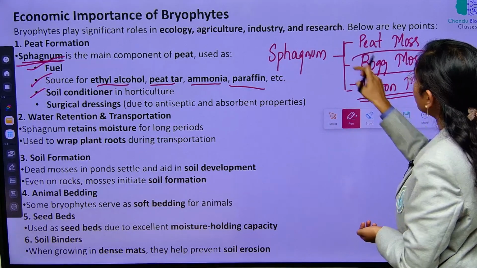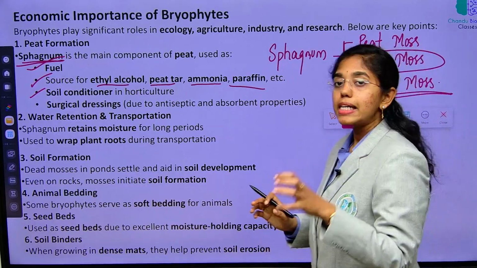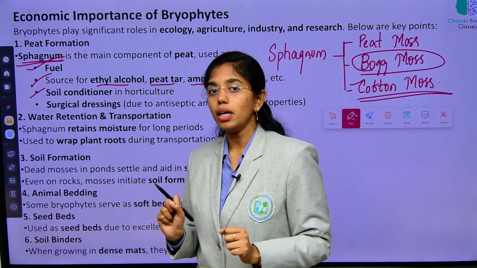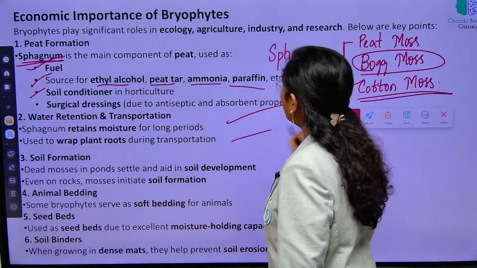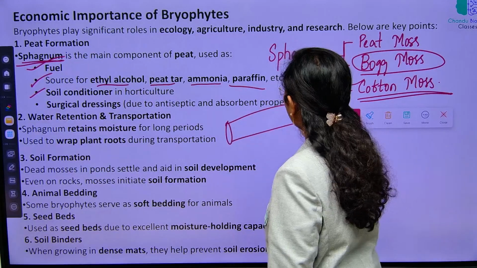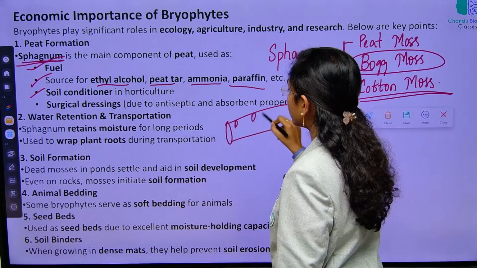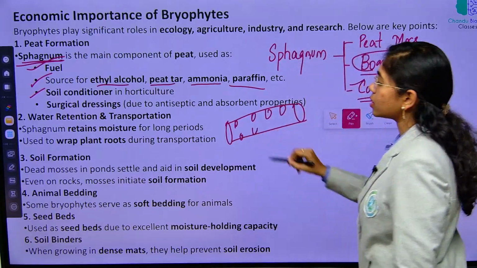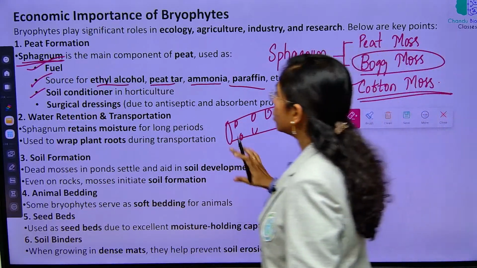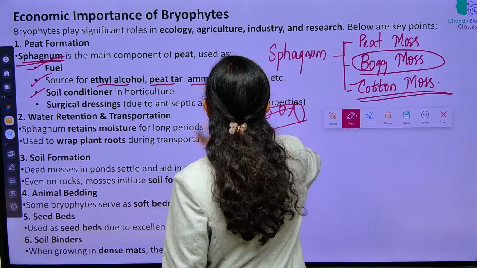It is also known as bog moss because Sphagnum can grow over wood-like structures, long blocks or wood-like structures, and Sphagnum can start the succession over it. Okay. So, that is the reason it is also known as bog moss.